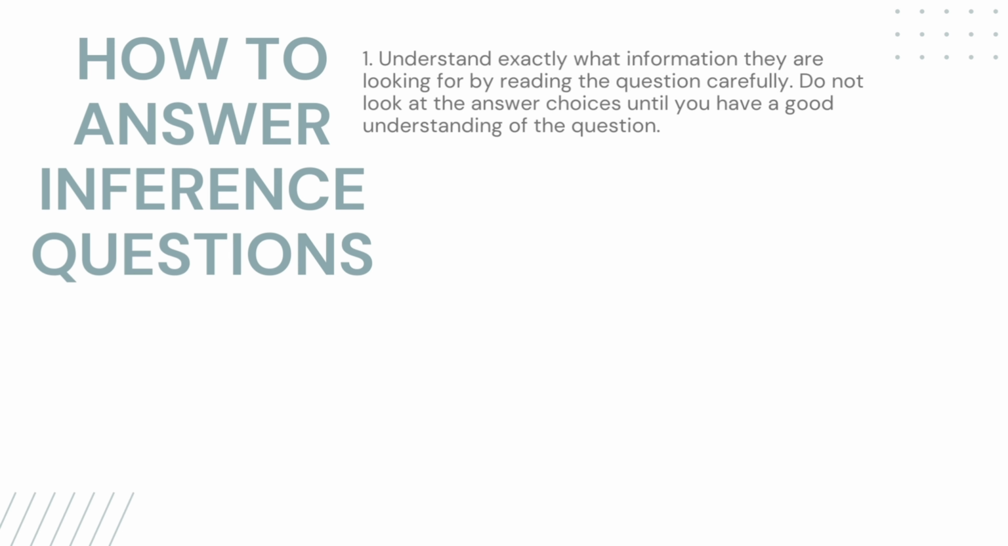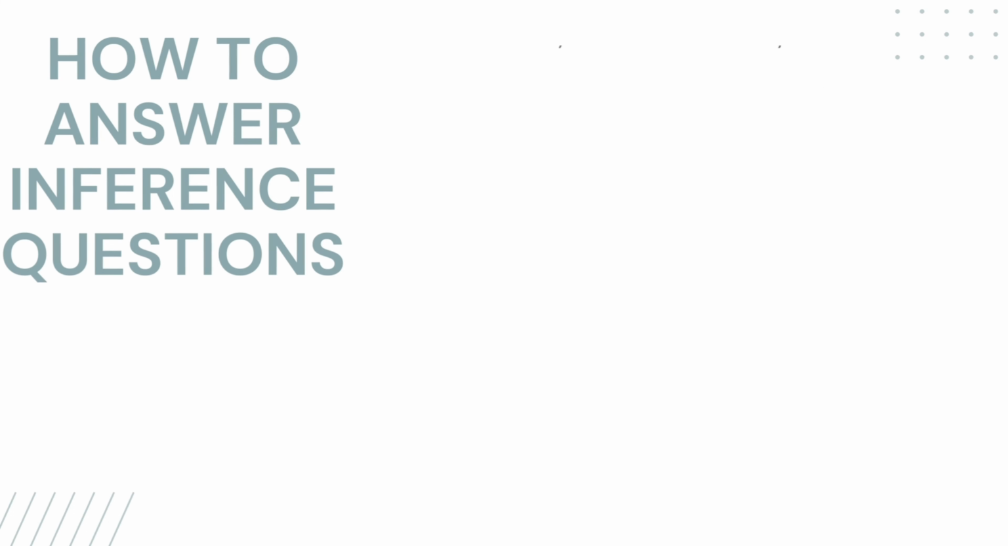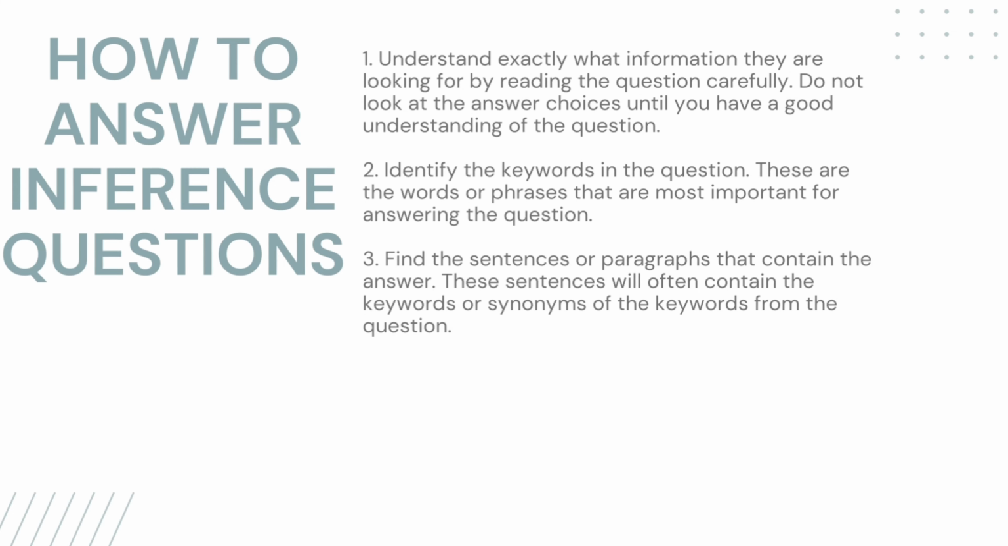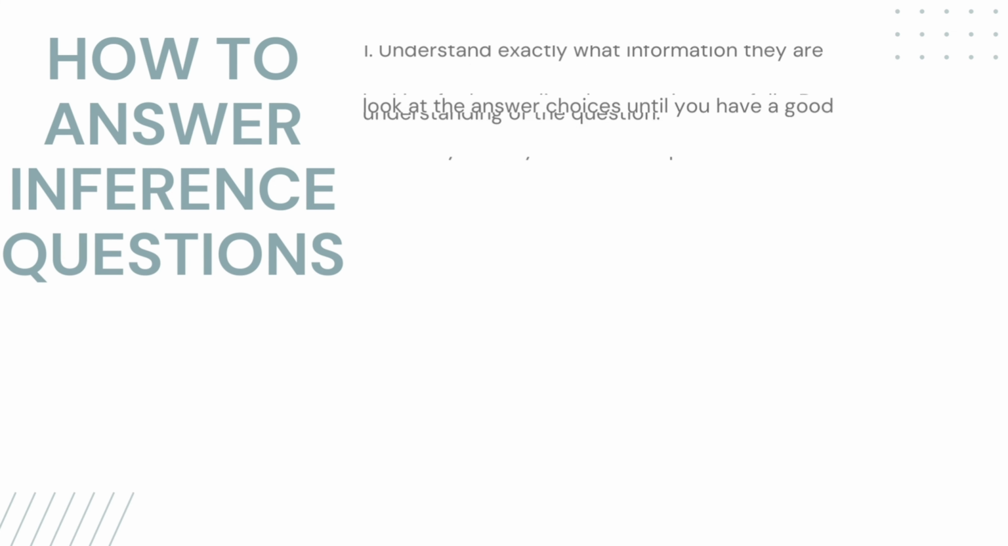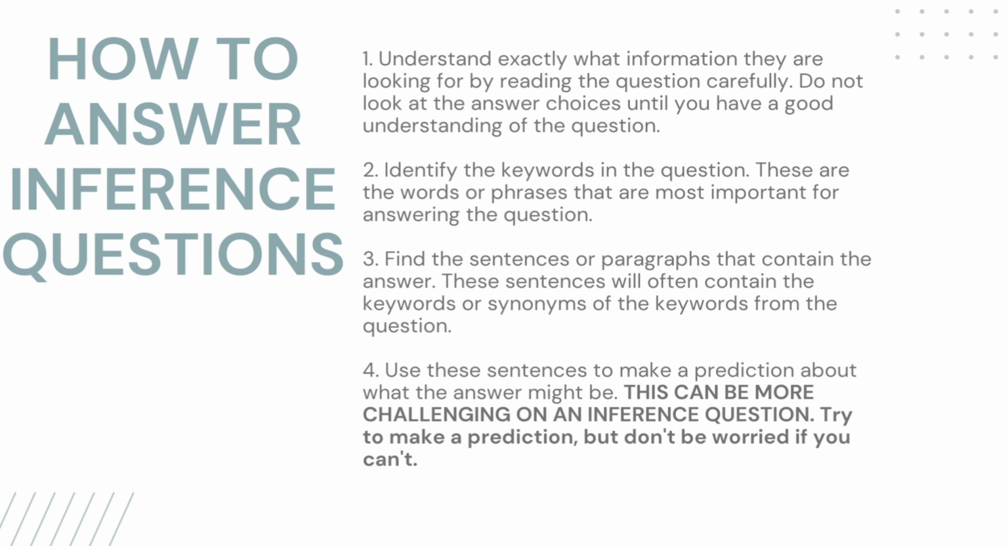How to answer inference questions. These steps are very similar to the detail questions. So understand exactly what information they are asking about, identify the key words, find the sentences or paragraphs that contain the answer, use these sentences to make a prediction. Now, this is where it's a little bit different with an inference question. This can be more challenging to make a prediction because you are making a guess based on logic, so it can be difficult to make that prediction. Try to make the prediction, but if you can't, don't worry, just move forward to the last step, which is, of course, using the process of elimination.